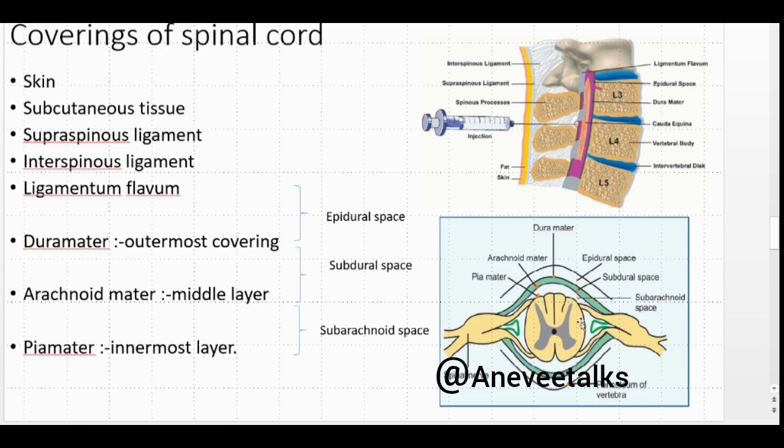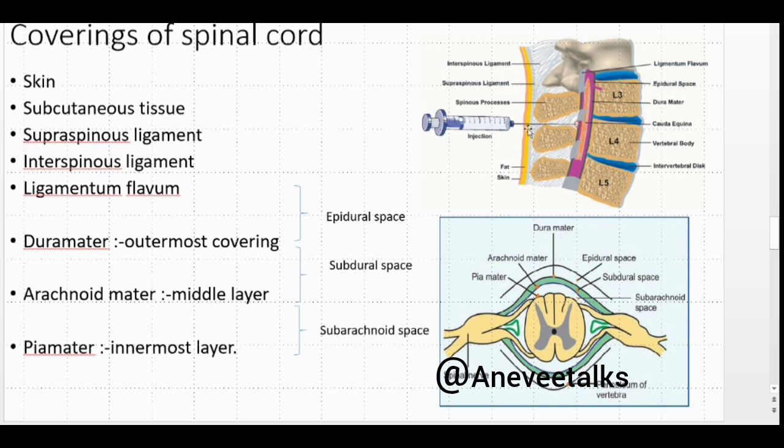What are the coverings of the spinal cord? From outside to inside, we have the dura mater, arachnoid mater, and pia mater. In between these meninges, we have spaces like the epidural space, subdural space, and subarachnoid space. But before piercing these meninges, we will go through some structures.